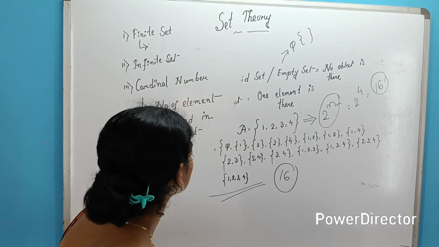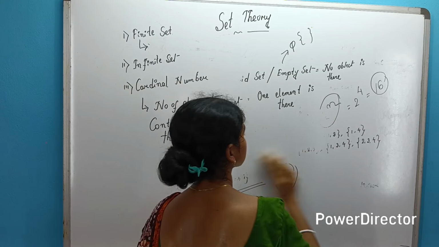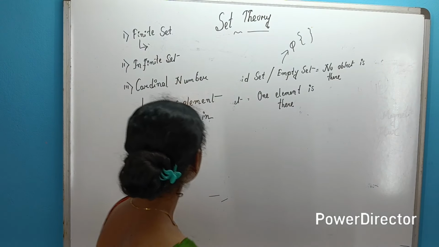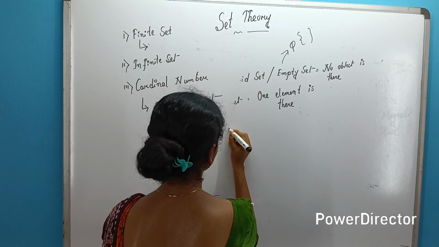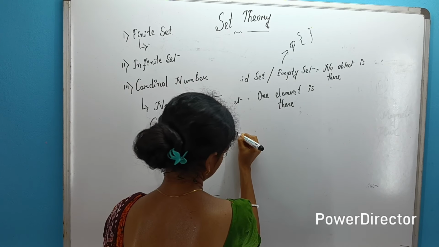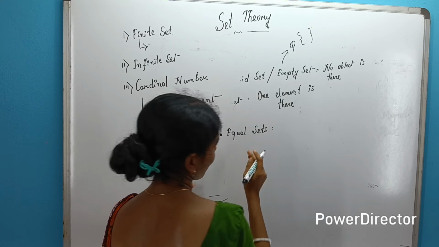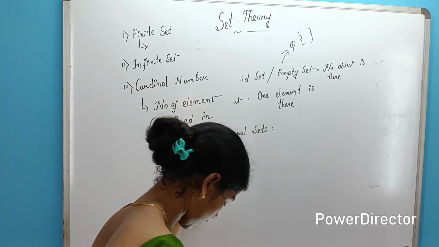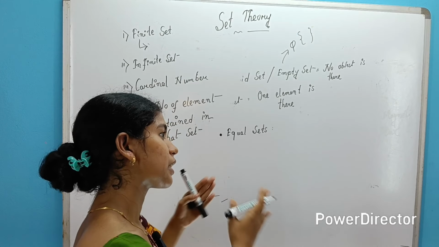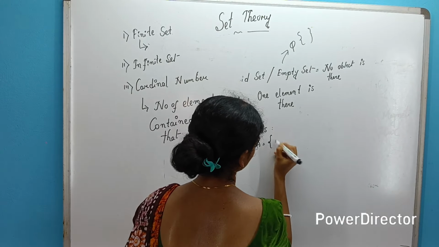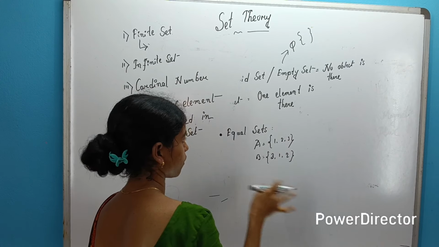Then after that, the equivalent set, and equal sets are also there. Equal sets: two sets are called equal sets if they have the same elements. Like A equal to {1, 2, 3}, B is also {3, 1, 2}. All are equal sets, the same terms.